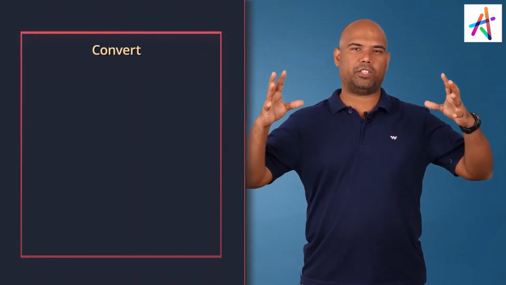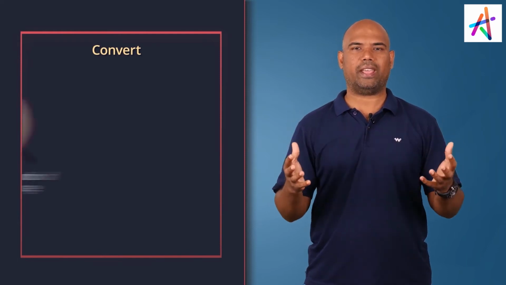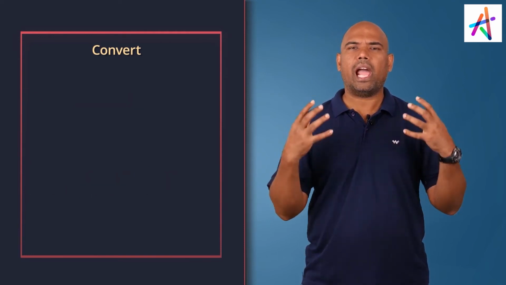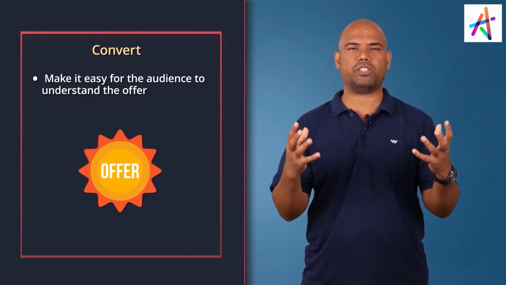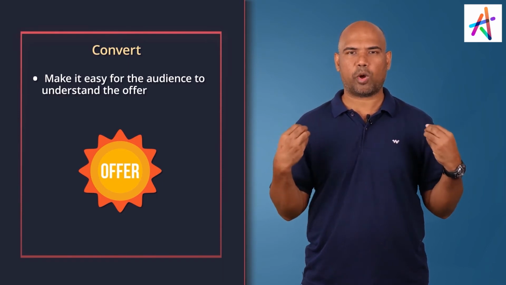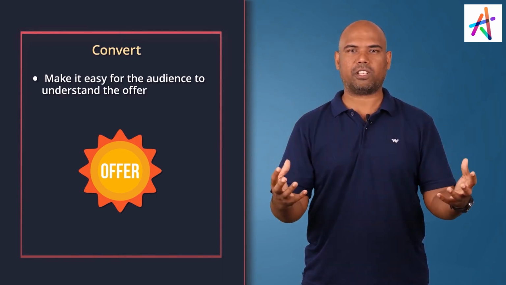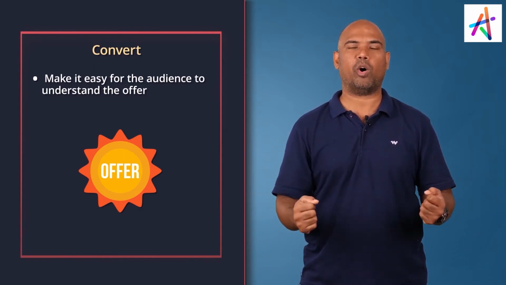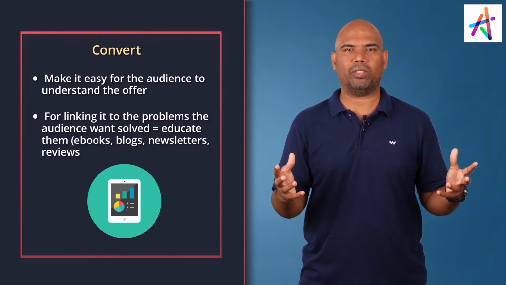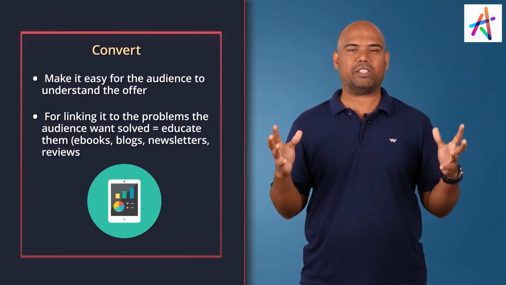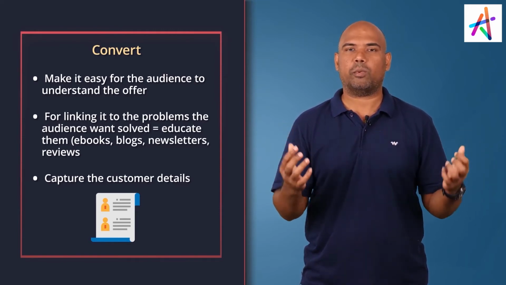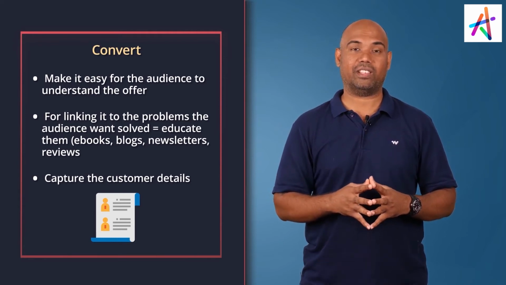The second stage is the convert stage. In the purchase funnel, I call this stage the research and evaluation of alternatives stage. In this stage, it's about making it easy on the customers to understand what the offer is about. It's all about educating them. As a content marketer, it's my responsibility to educate my prospective customers to understand what I'm offering, the solution that I'm offering. I can do that with the power of blogs. I could write a blog, a how-to article, for example, an ebook, and so on and so forth. Last but not the least, the objective of this convert stage is to capture the customer details. It could be the name, phone number, email address, whatever the case may be, it's about capturing details. That's what the convert stage is about.